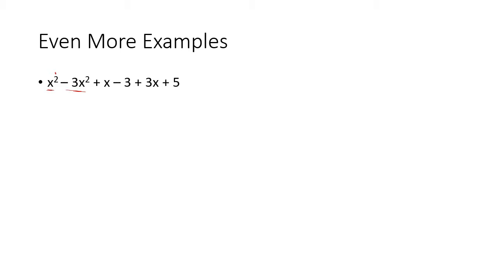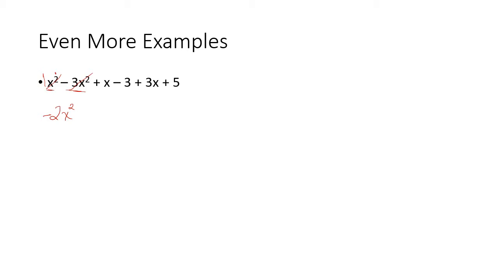So we can combine these. Remember the 1 that's not written but we know is there. So 1 minus 3 will be negative 2x squared. Remember, we don't change the exponent values. We don't combine the exponents, we just combine the numbers here. Then I would cross these out so you won't look at them again.